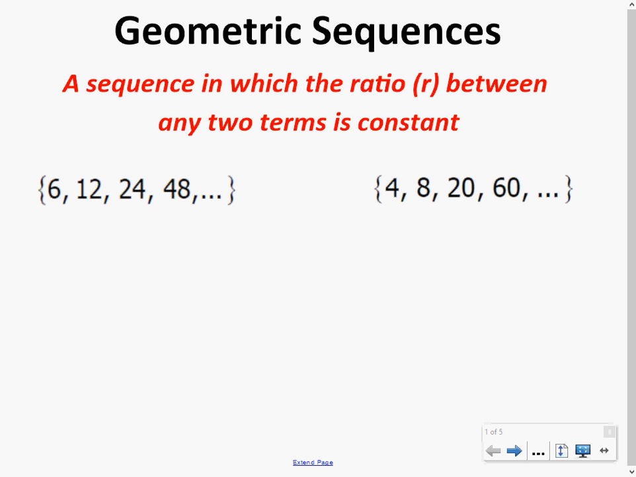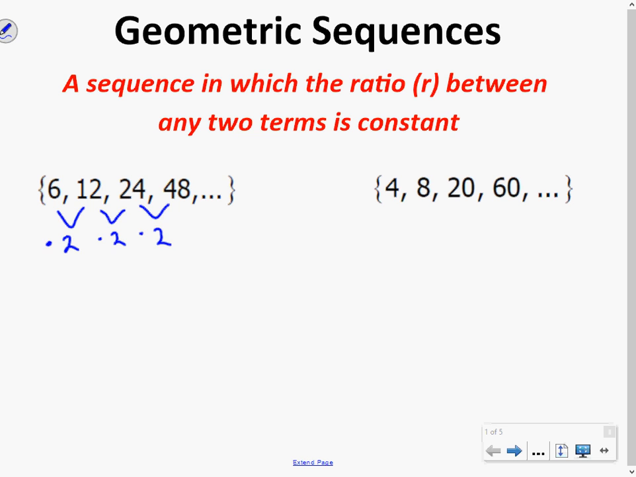So that means that essentially we are multiplying by the same value to get from one term to the next each time. Or another way you can think about it is you can take a term and divide it by its previous term to find that ratio. So for example, this first one, you can see that we're multiplying by 2, multiplying by 2, and again multiplying by 2. So there is a constant ratio here. We are multiplying by 2 each time.